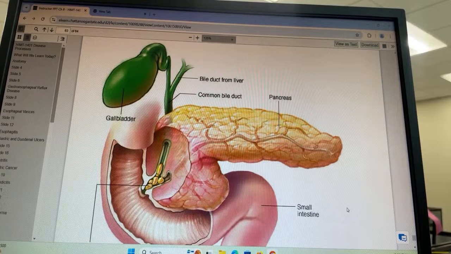So the pancreas also releases enzymes, amylase and lipase, to help with digestion. And if the gallstones are blocking here, then all of the enzymes from the pancreas are going to get stuck and can't come through either.